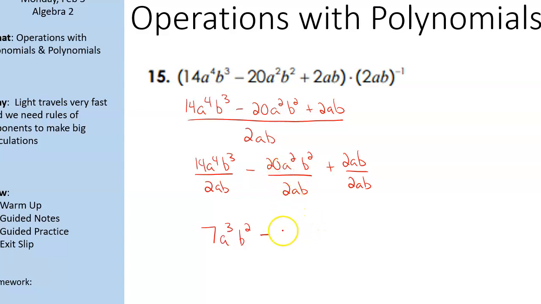Minus 20 divided by 2 is 10. Let's do our powers. Division, we're subtracting again. 2 minus 1 gives me 1. And 2 minus 1 gives me 1. So we have 10ab there. And then 2 divided by 2 is 1. And when we subtract our powers, 1 minus 1 is 0. 1 minus 1 is 0. So ab is completely gone. And that is our final answer.